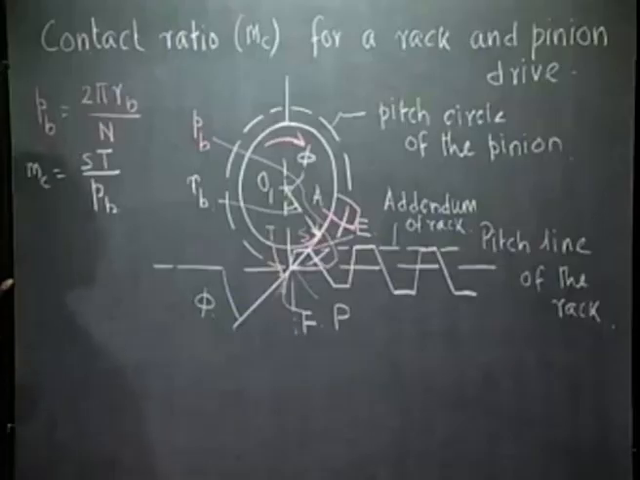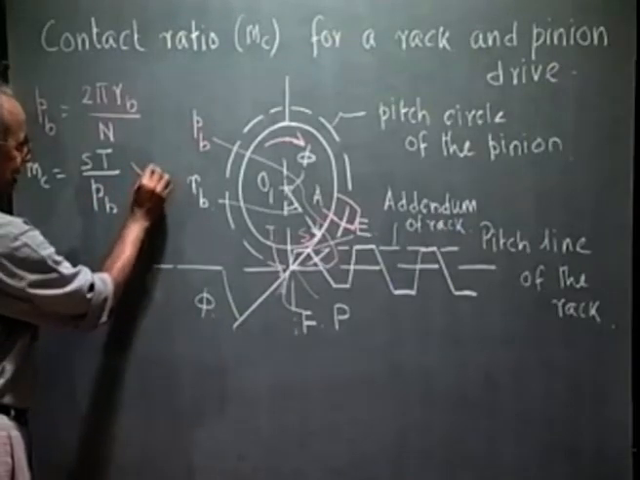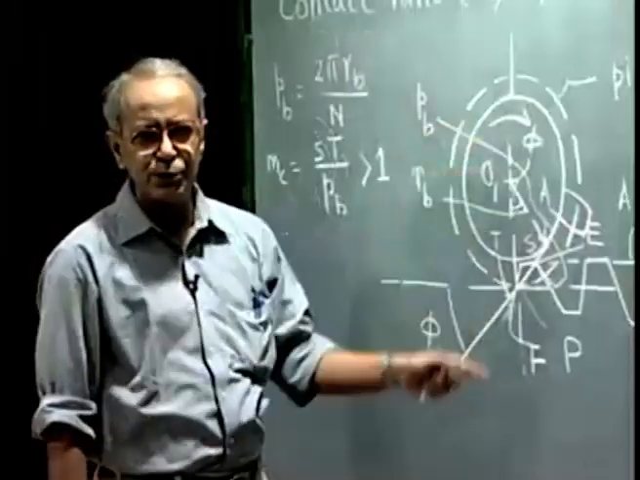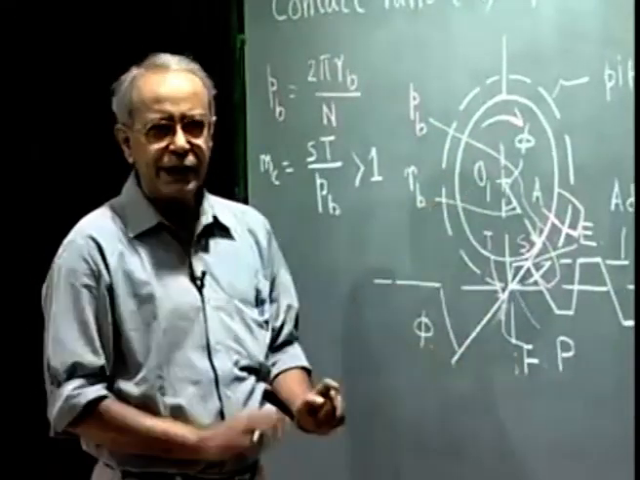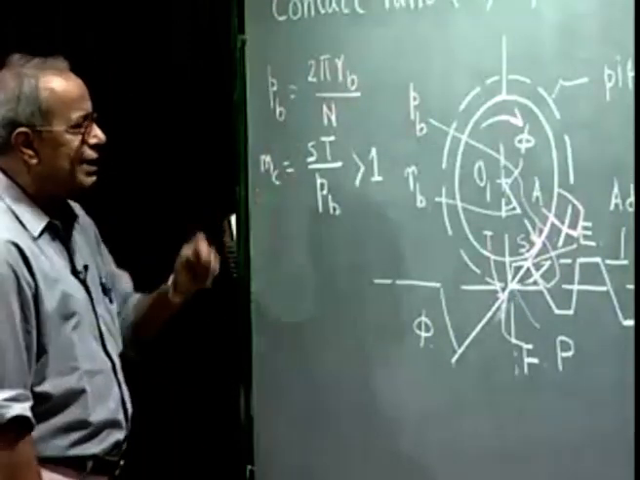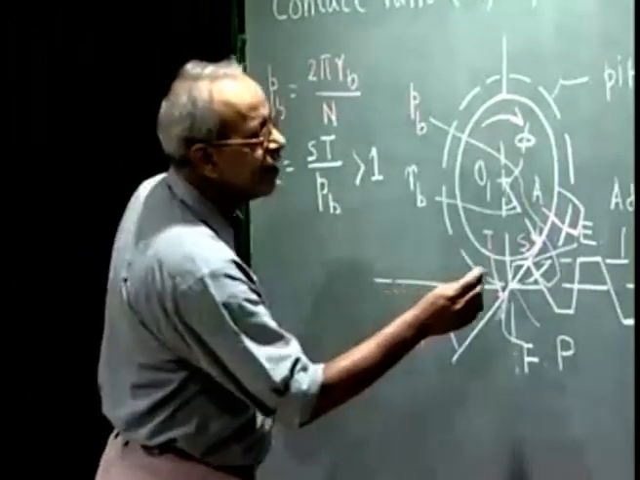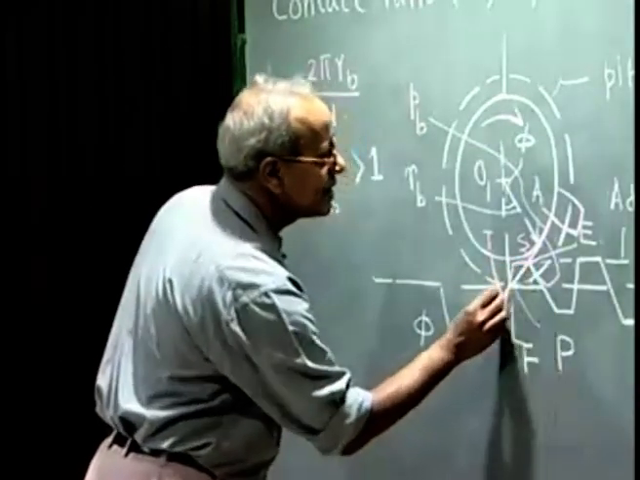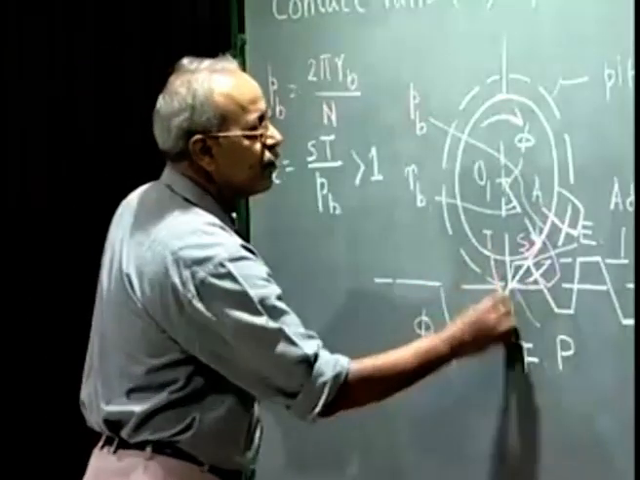And as we said, this must be more than 1, so that continuous transmission of motion between these two, rack and pinion, is ensured. Now to get the expression of this MC, let us see the contact started at E and finished at F, and these are involute profiles.